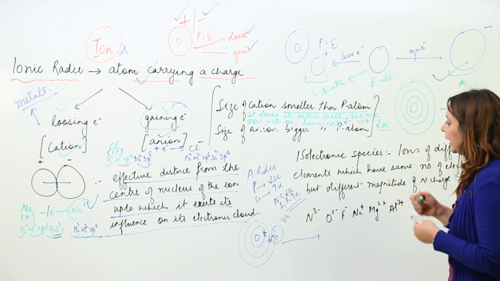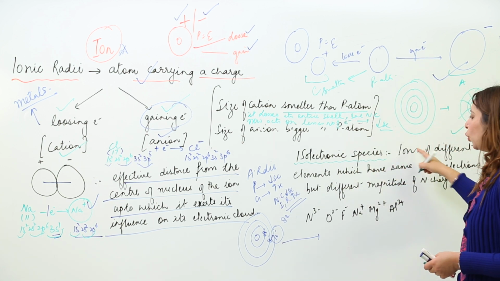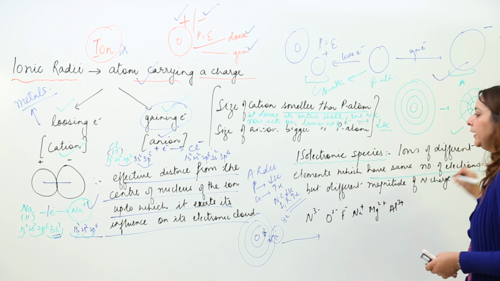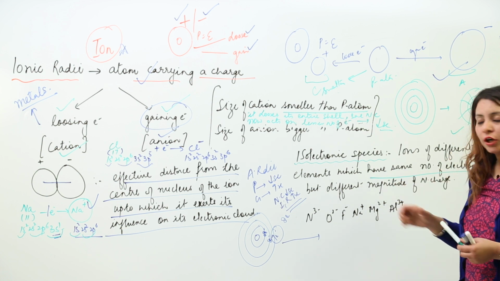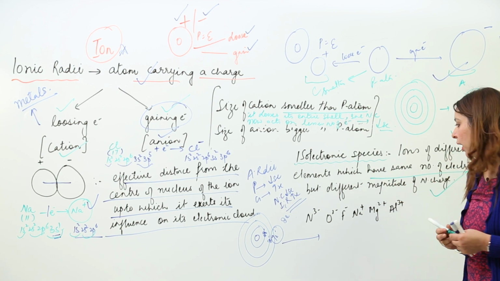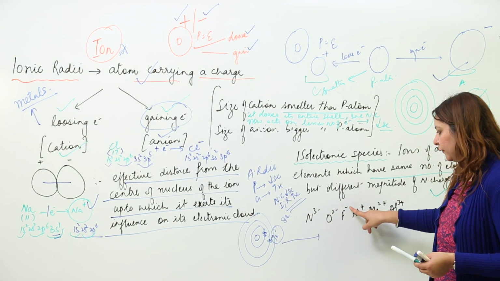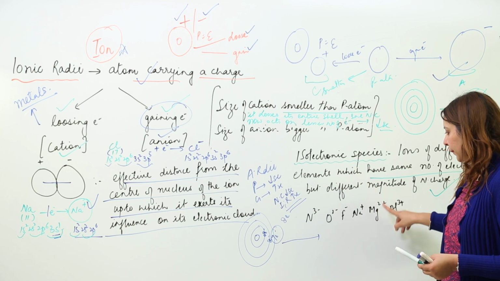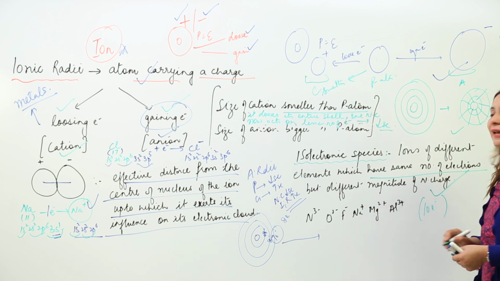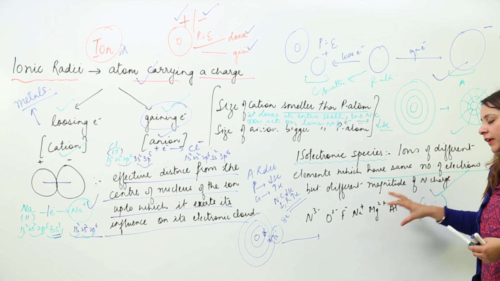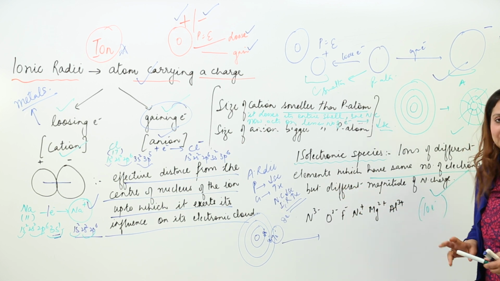Now we have another thing, that is isoelectronic species. Isoelectronic species are those ions which have the same number of electrons. Iso means same, electronic means electrons. So they have the same number of electrons, but still they differ in the nuclear charge. I have a few examples for you: N3 negative, O2 negative, F negative, Na positive, Mg2 positive and Al3 positive. All of them have 10 electrons.